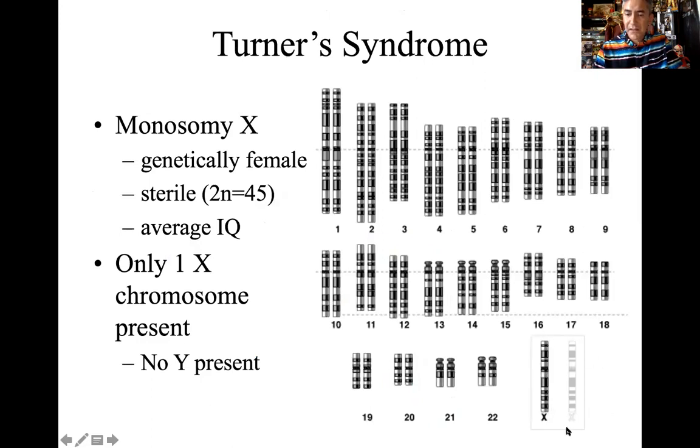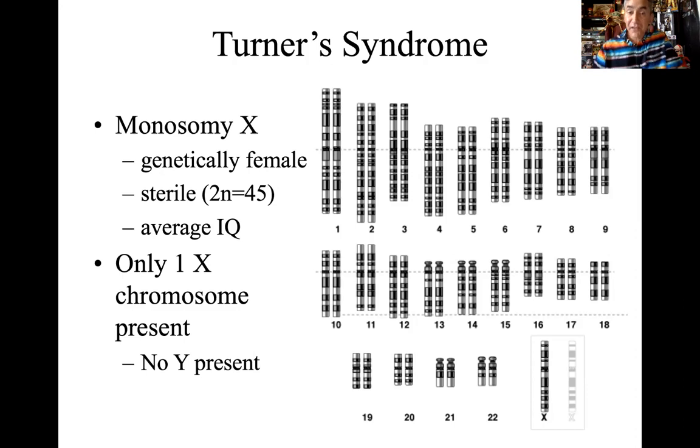And now we look at this here, right? We look at a situation where we have one X and nothing else. We call this monosomy X, one X chromosome, also known as Turner's syndrome. So diploid condition equals 45. So typically non-fertile.